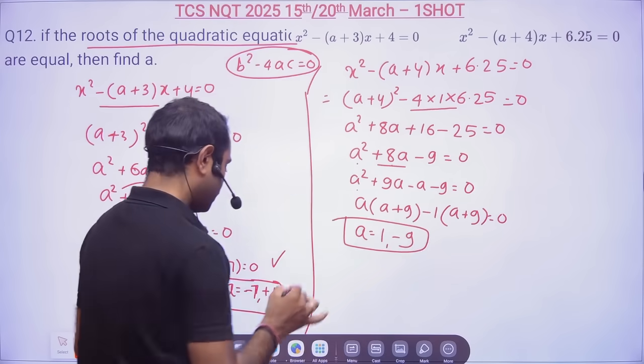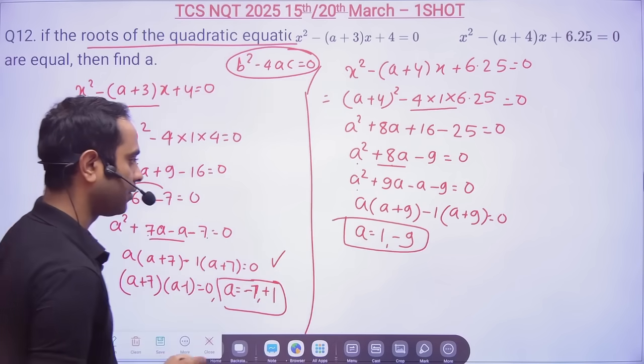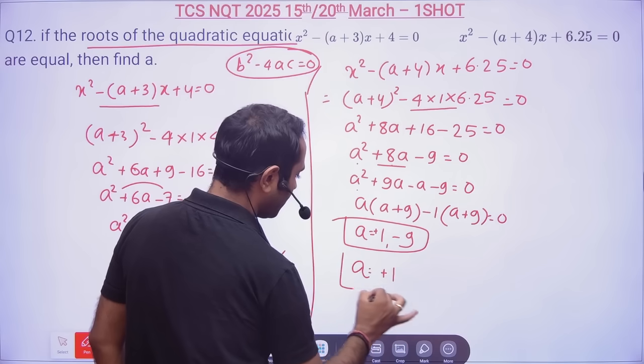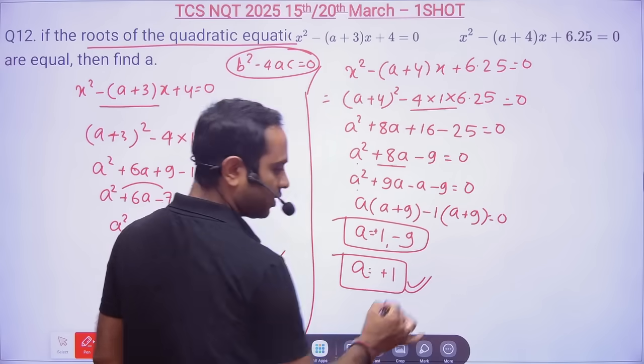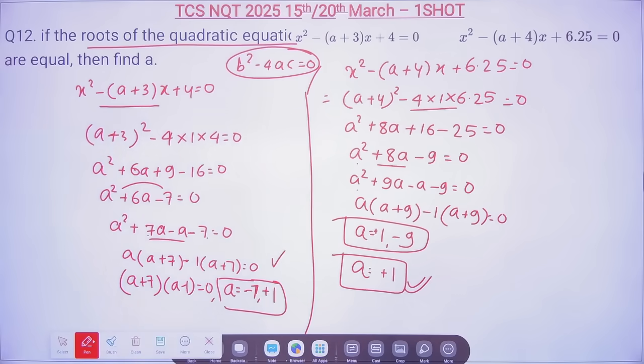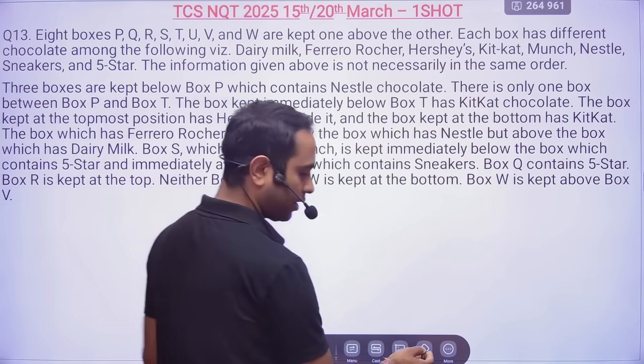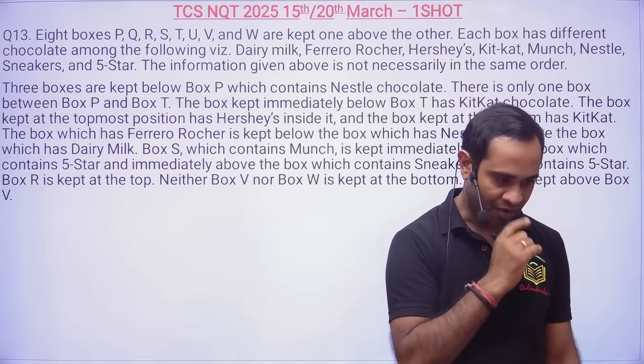Okay, now here a is equals to 1 and minus 7, and 1 and minus 9. So obviously the value of a will become 1 because this is the common value in both the equations. So you have to mark the answer as a is equals to 1 for this quadratic equation when the roots are equal. Okay, now friends, this is a puzzle question.